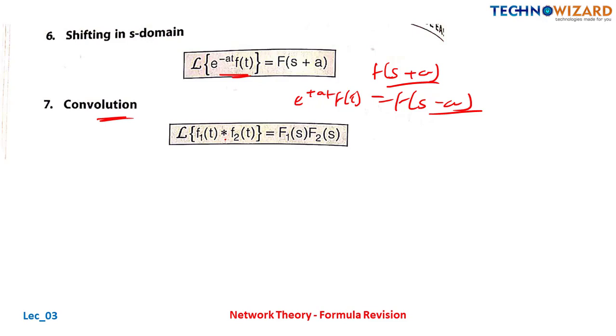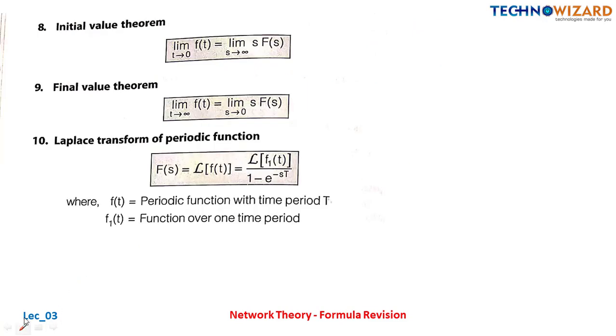If f1(t) is convolved with f2(t), then it will be equal to F1(s) multiplied by F2(s), like this. Okay. Now there are two theorems that are very important for each and everybody. First is the initial value theorem and second is the final value theorem.